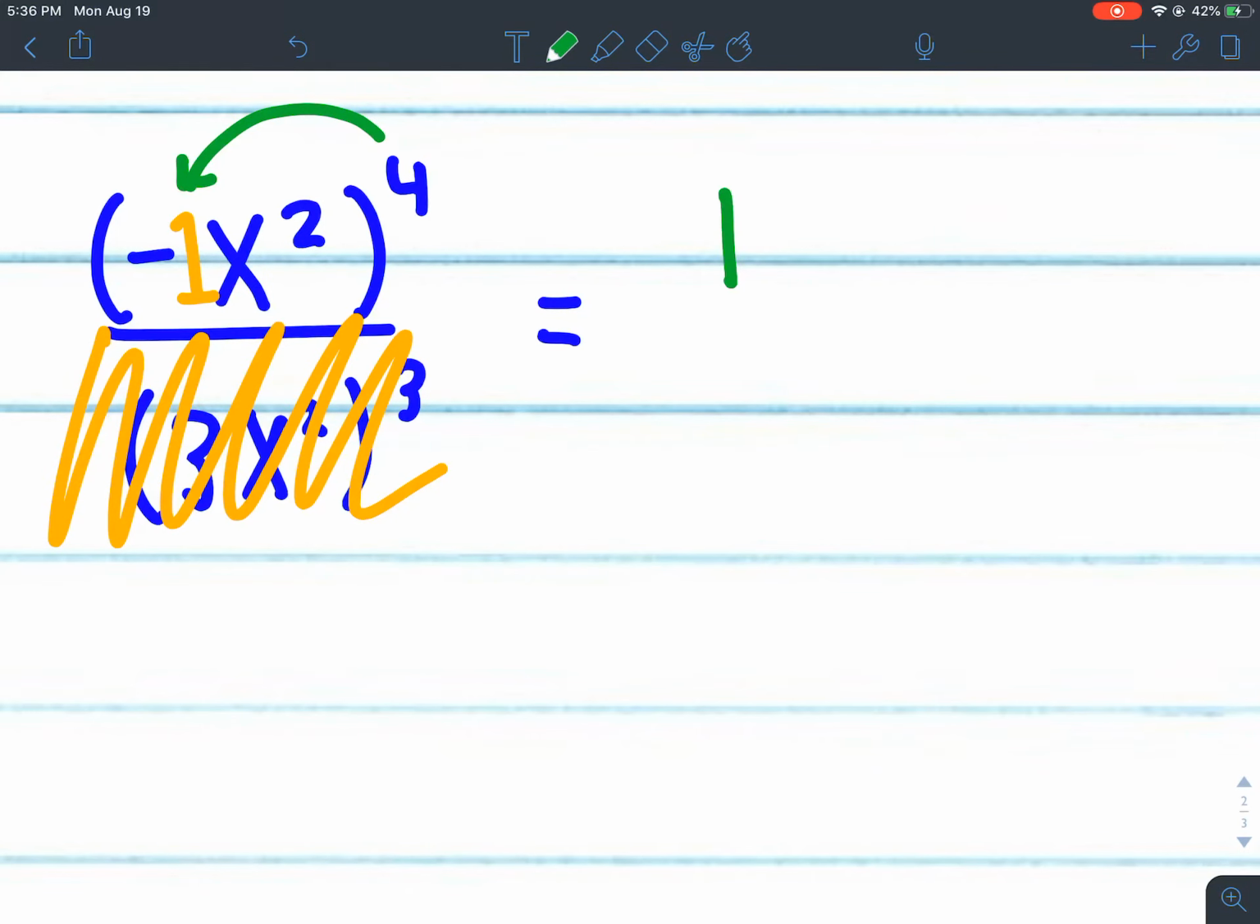And then we're going to do x squared to the power of 4. And remember, this is the power property, so you're going to multiply your exponents. So it's going to be 2 times 4, which is 8.